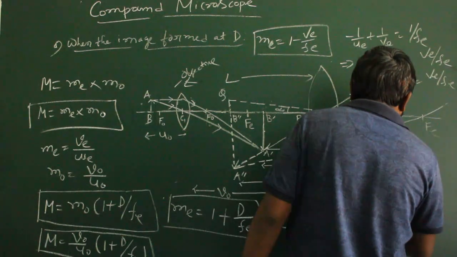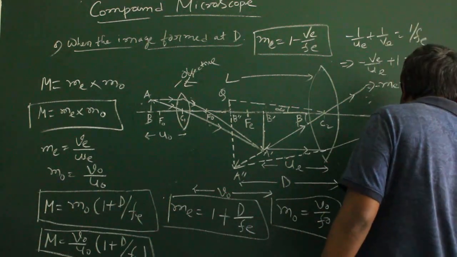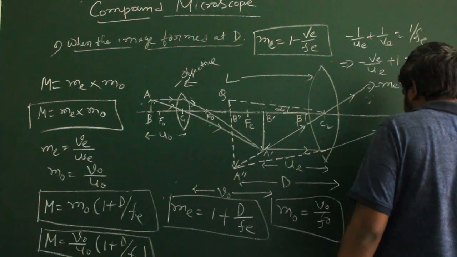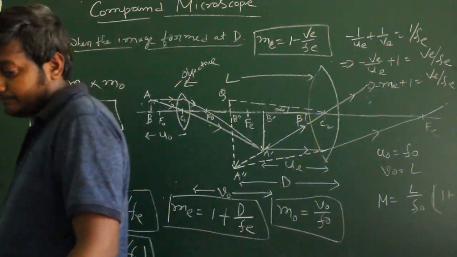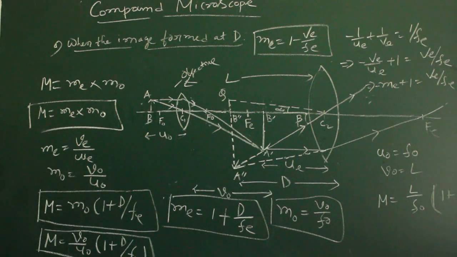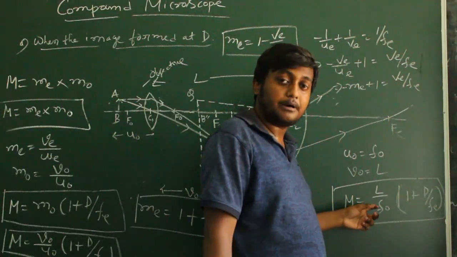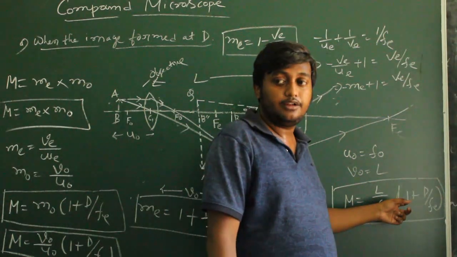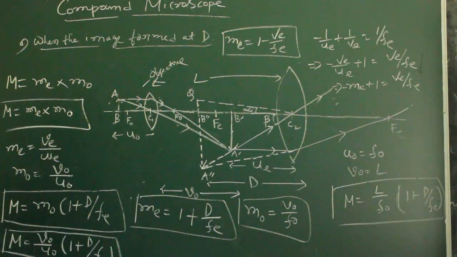So M equals V naught, meaning L by F naught, into 1 plus D by FE. So this is the magnifying power: M equals L by F naught into 1 plus D by FE. This is the magnifying power of a compound microscope when the image is formed at D.